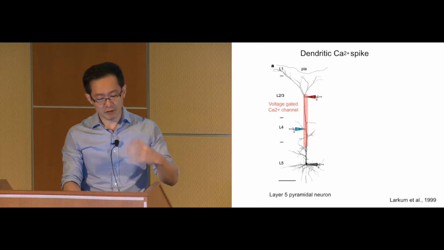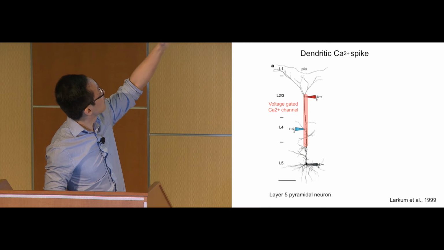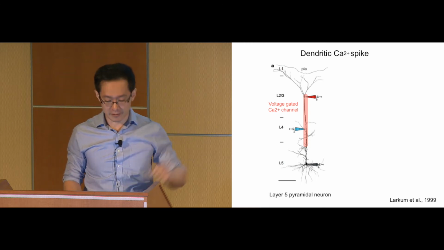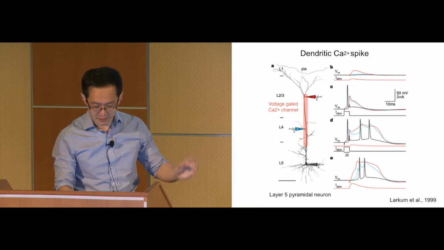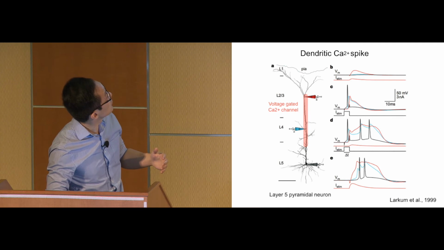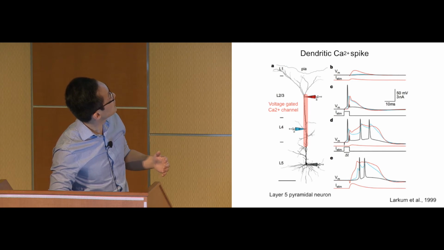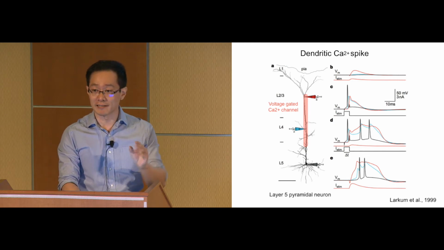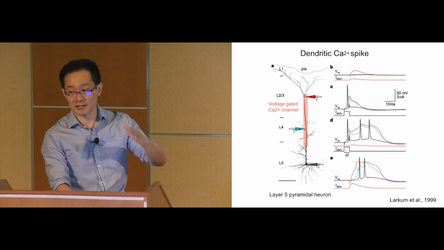And it has been shown that voltage-gated calcium channels are heavily expressed at the apical trunk of the dendrite. So here's a complex figure. I'll go through it slowly. Here is the membrane potential of the red electrode. I_stim is how much current you're injecting into the dendrite.